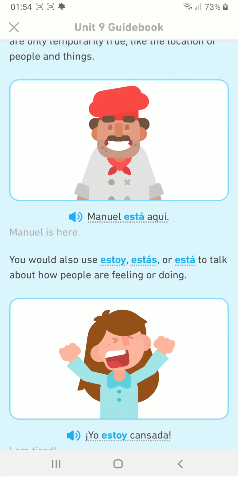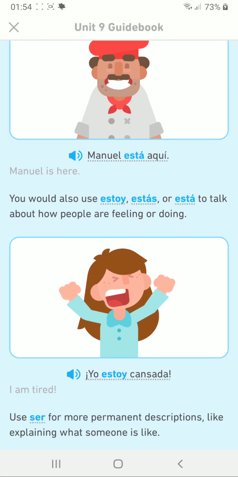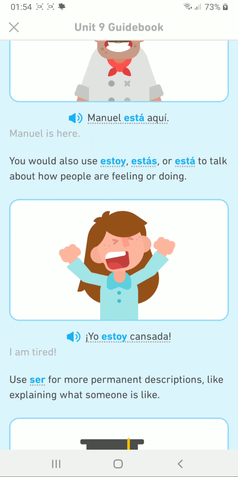Remember to use estar to describe things that are only temporarily true, like the location of people and things. Manuel está aquí, but I was saying that, yeah, un poquito más tarde, a little bit later, Manuel estará ahí. Manuel will be there. So, pero ahora, but now, Manuel está aquí. So it shows that it's a temporary thing. It's not a permanent thing.